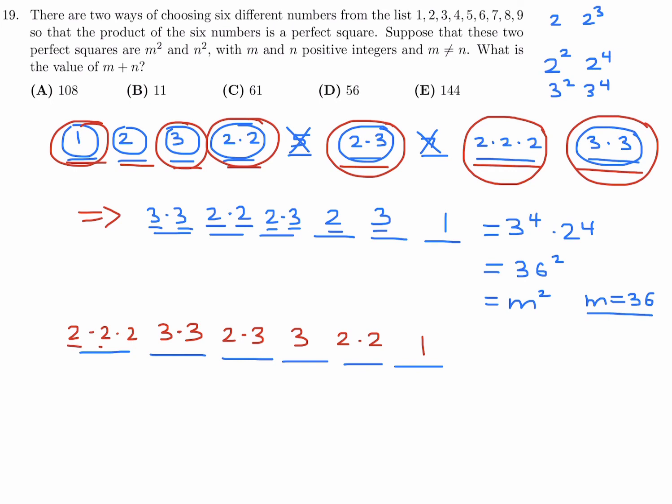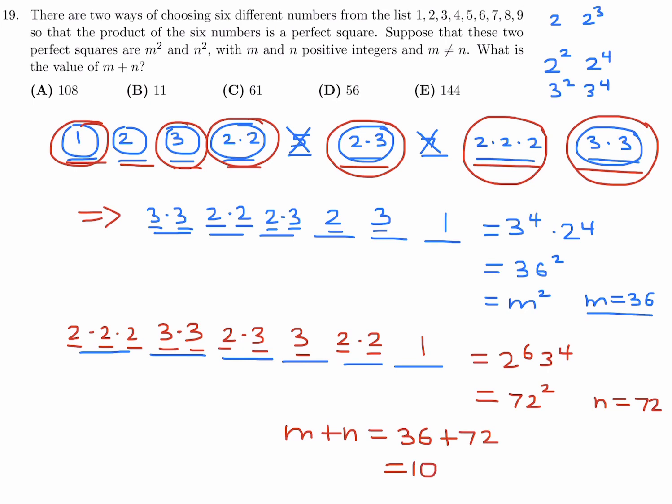Okay, so this is 1, 2, 3, 4, 5, 6. 2 to the power of 6. 1, 2, 3, 4. 3 to the power of 4. Great. This is, if you do the math, 72 squared. So therefore my n is 72. So there we go. I got an M, I got an N. Now I just have to add them. And when you do, you get 108. So number 19, the answer is A.